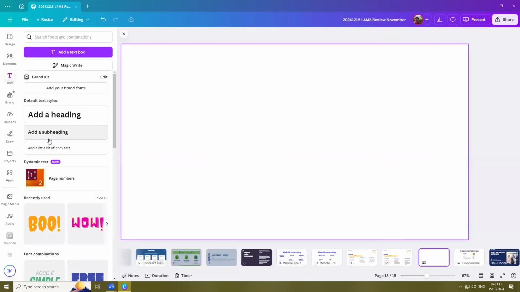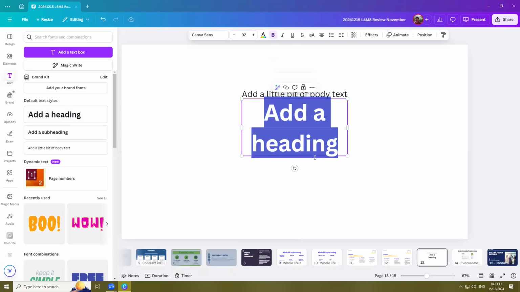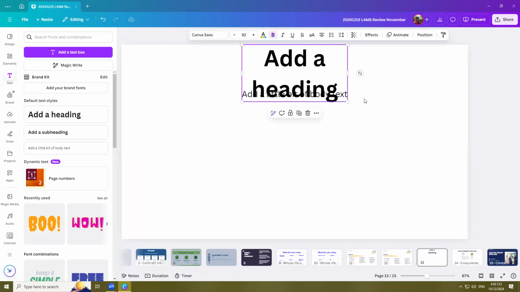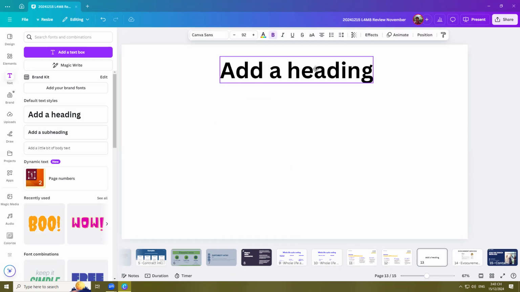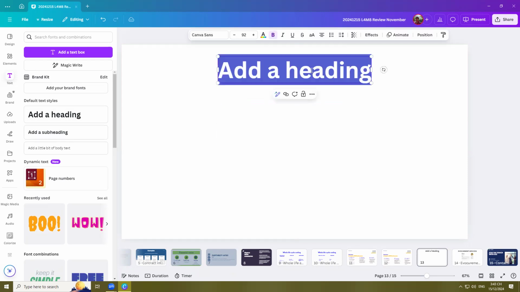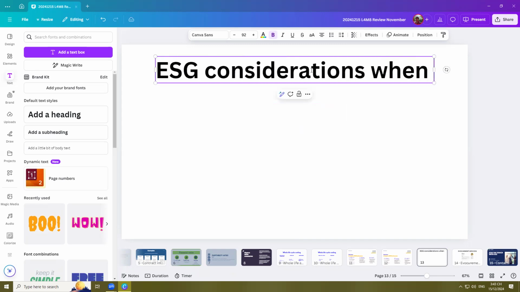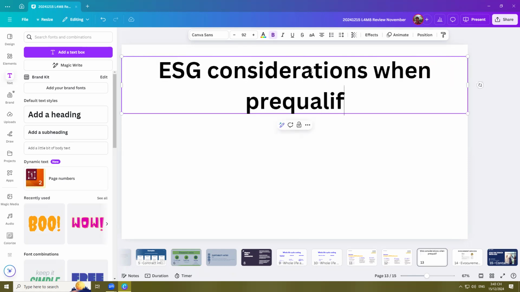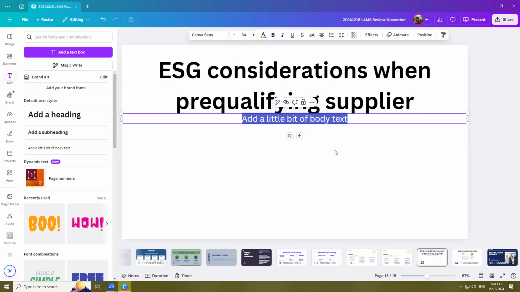Let me show you how to write those criteria. Okay, so here we need to have the right ESG consideration when pre-qualifying a supplier. And we may have 5 considerations.